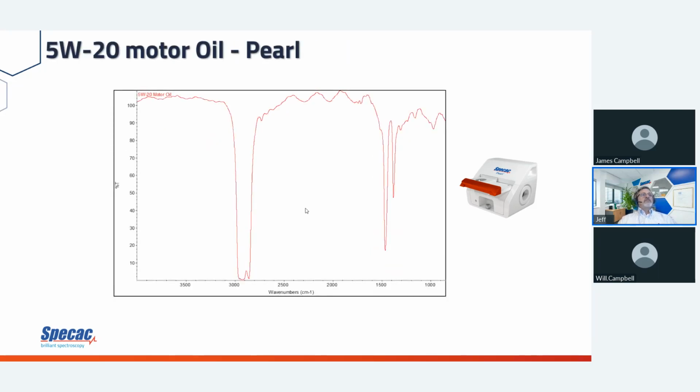Let's go back to that 5W20 motor oil. This was done with the same path length, 25 microns, put it on there. The nice thing about this accessory is that grease and oil are tough to clean up. Now, with the Pearl, you're able to separate out what we call the oysters. Yes, the oyster is on the inside of the Pearl, not the other way around.